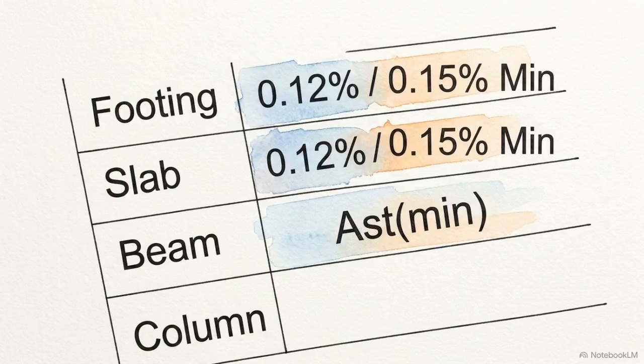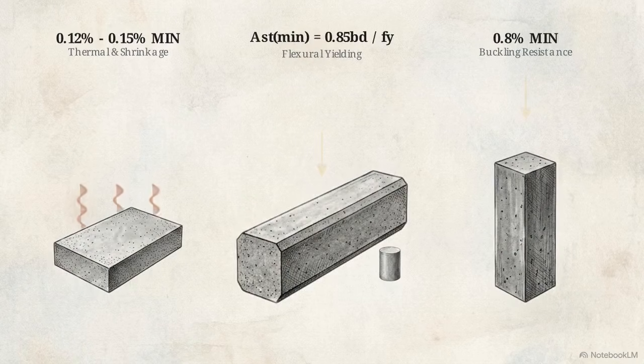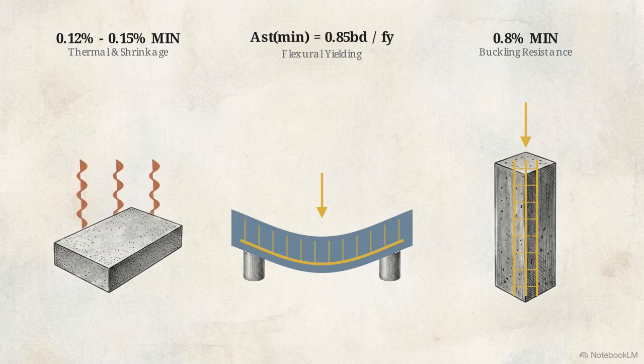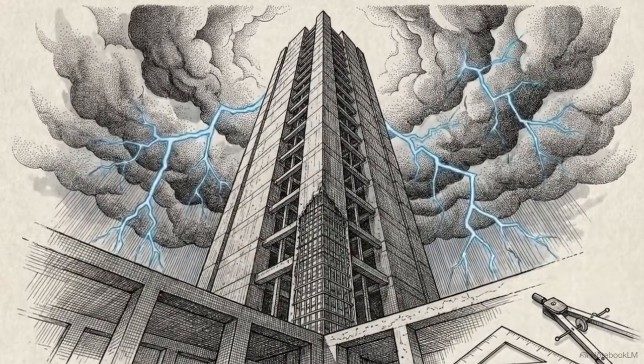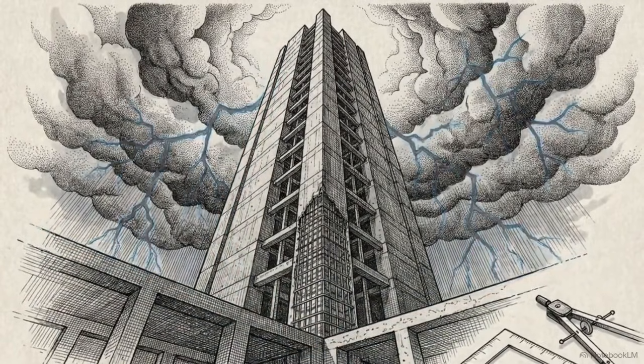This blueprint maps the core requirements of IS 456. It shows the 0.12 and 0.15% minimums for slabs, the yield strength formula for beams, and the 0.8% structural floor for columns, all capped by a practical site maximum of 4%. These limits manage foundation temperature expansion, guarantee flexural yielding in beams, and provide buckling resistance in columns. Mastering these precise thresholds allows engineers to design structures that withstand the brutal physical realities of the field.